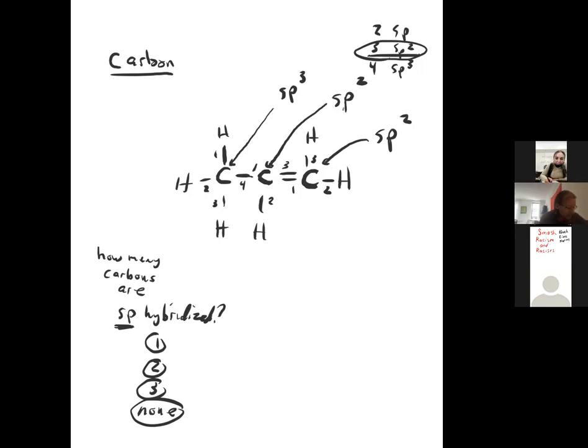So the answer for this one is none. None of them are sp. In order to be sp, you have to have 2 electron domains. Okay, here would be sp.